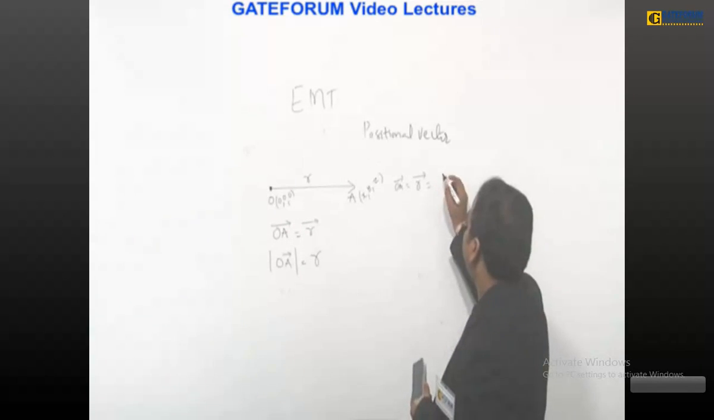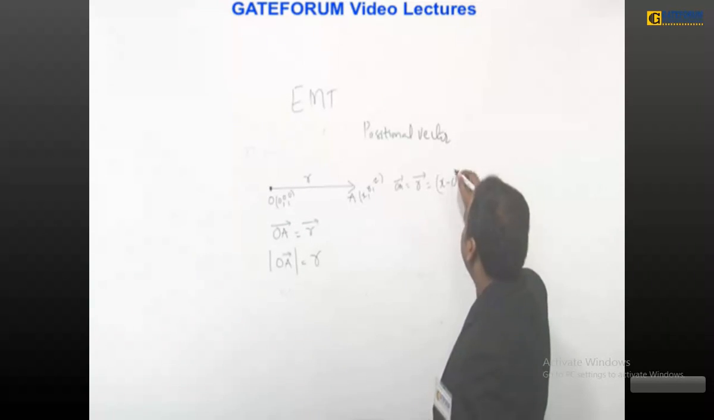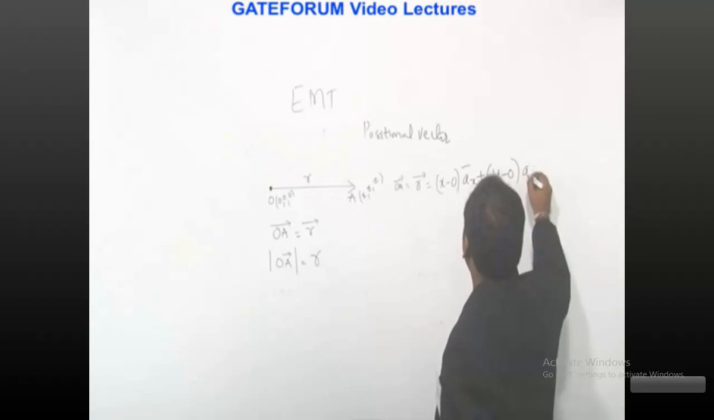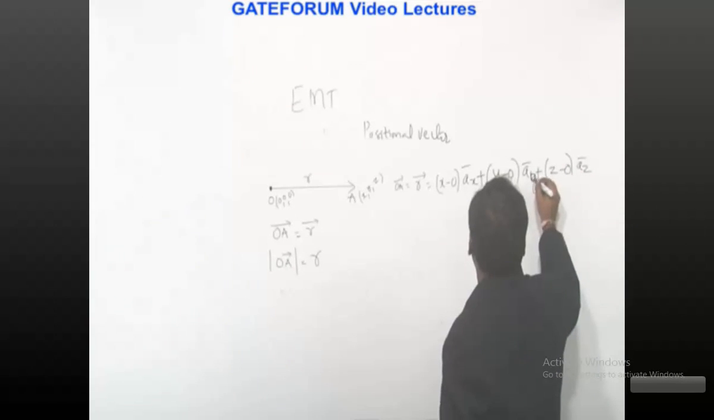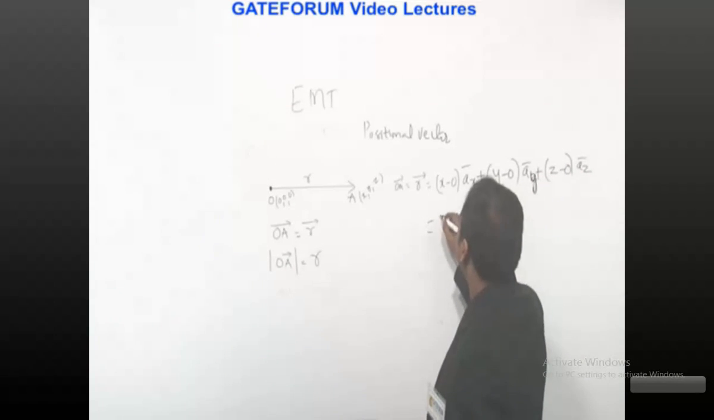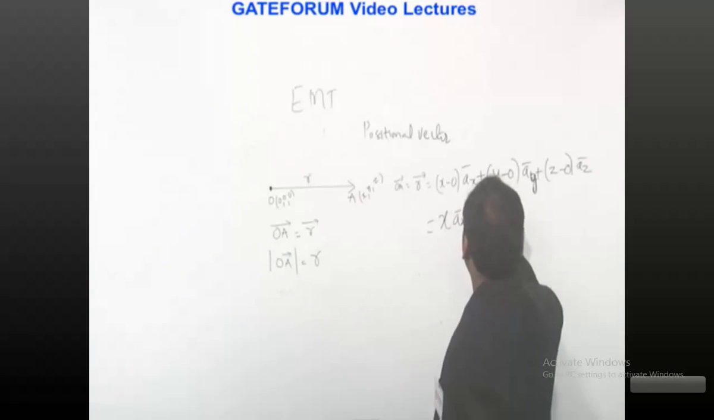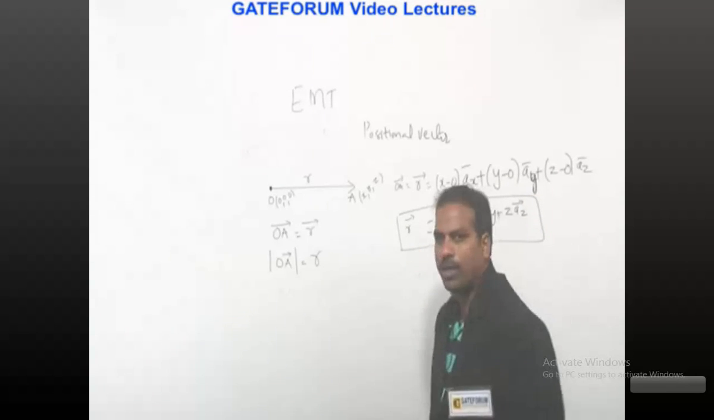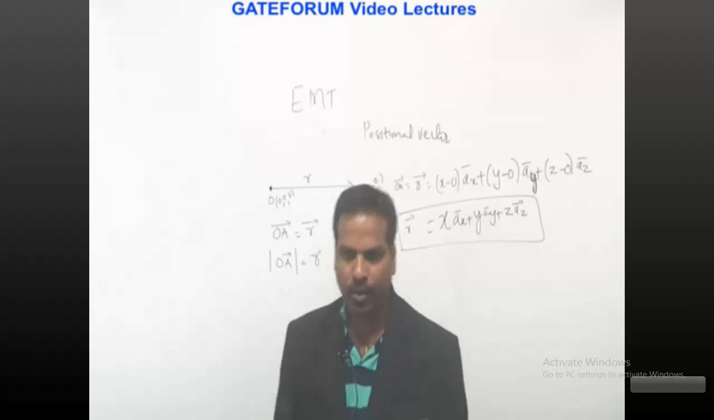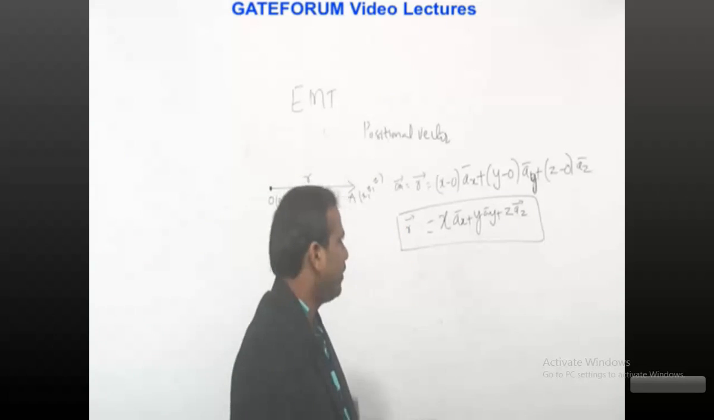So we write it as (x minus 0) ax bar plus (y minus 0) ay bar plus (z minus 0) az bar. That means the positional vector is x ax bar plus y ay bar plus z az bar, which is called the positional vector between the origin and any other point.